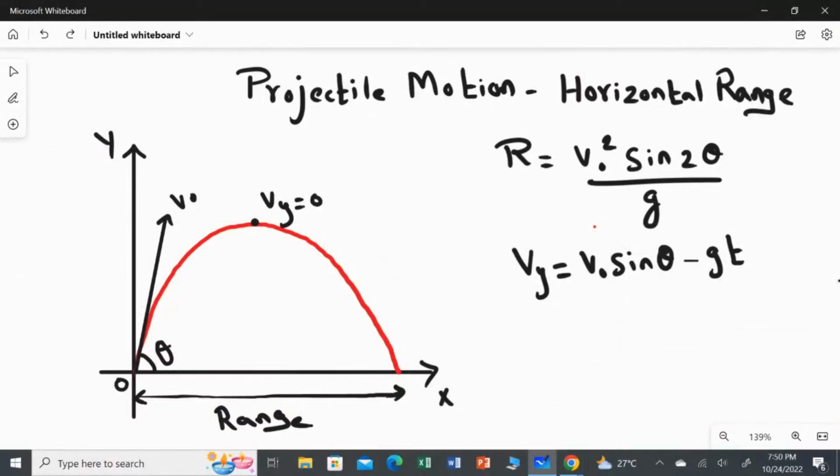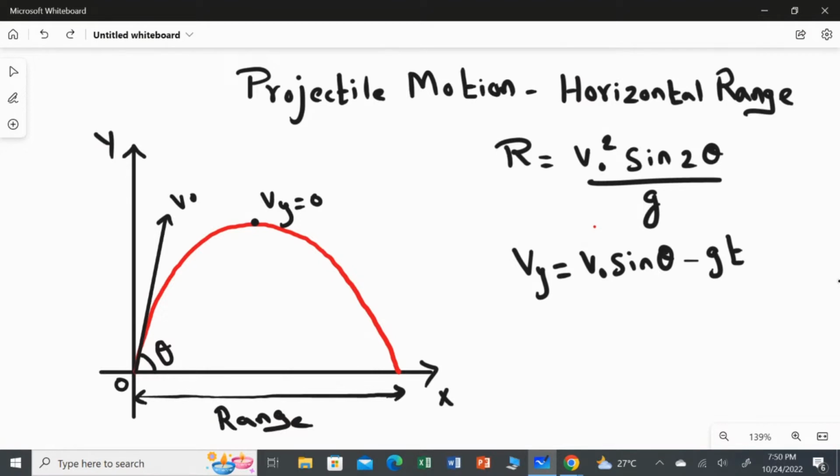In this video, I'm going to explain the derivation for the horizontal range. The equation for horizontal range is given by R is equal to V naught square sine 2 theta over G. Here V naught is the initial speed of the projectile, where theta is the launching angle. Let's see the diagram here.